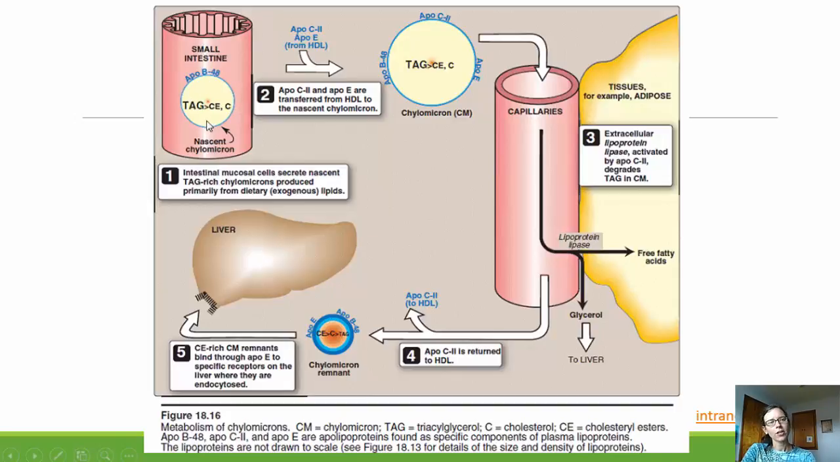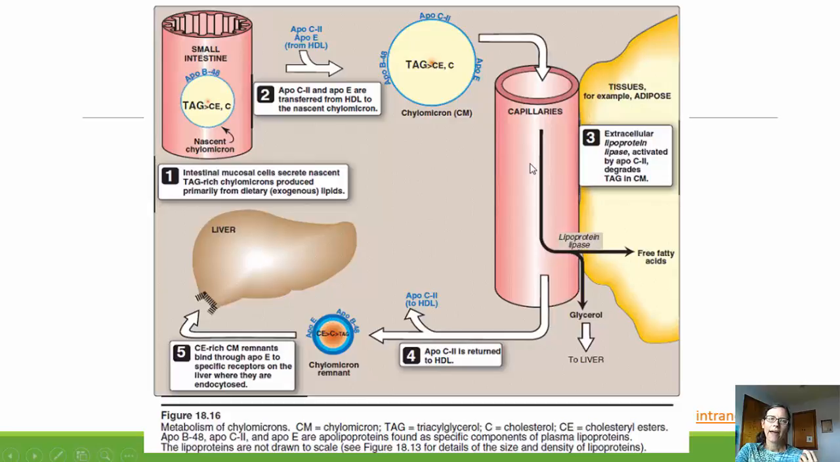We have a chylomicron that's packaged in the small intestine from our dietary intake, and it's heavy on the triglycerides, and it has this ApoB48 on it. Then it's going to be delivered into the capillaries, and here we see that ApoC and ApoE are transferred from HDL, that's also in the blood, onto the chylomicron. So then this chylomicron has all three of these apolipoproteins and goes into the capillaries.